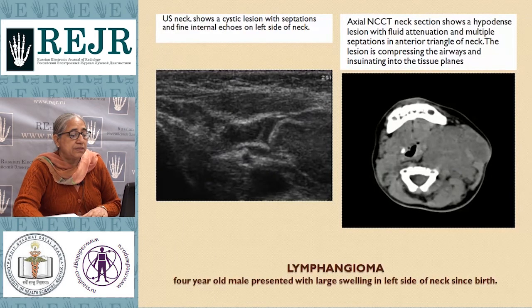This is a patient, a 4-year-old male who presented with a large swelling on the left side of the neck since birth. Ultrasound shows a cystic lesion with septations and fine internal echoes on the left side of the neck. An axial CT at the level shows a hypodense lesion with fluid attenuation and multiple septations in the anterior triangle of the neck. The lesion is compressing the airways and insinuating into the tissue planes.